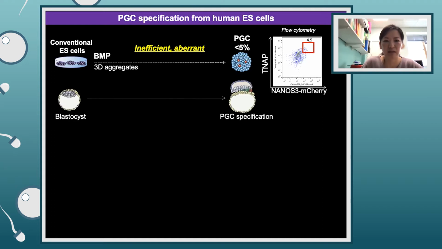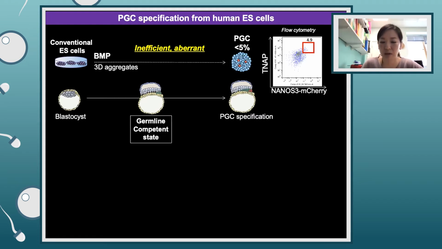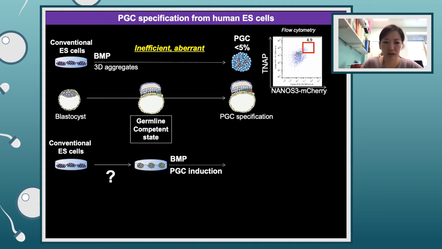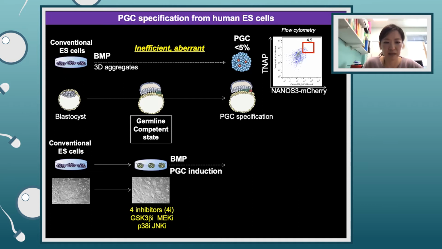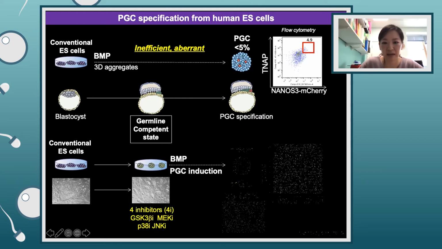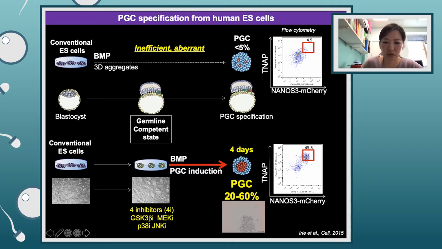So if we looked carefully at the in vivo PGC specification from blastocysts, there is an important intermediate step, which we can call the germline competent state. So now the idea is to induce this germline competent state from conventional ES cells, then induce PGC specification. By searching a number of conditions, we found that the ES cells cultured with these 4 inhibitors shown here had an excellent competency to induce PGC fate, up to 60% over 4 days.